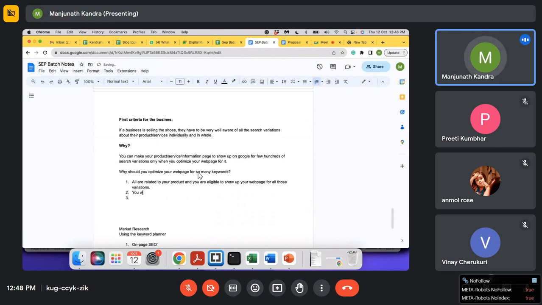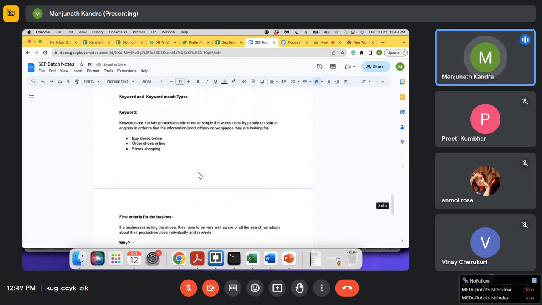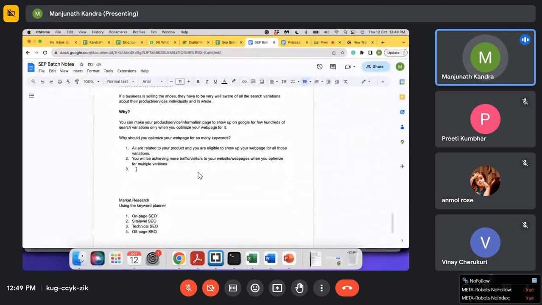Why again? What happens? You will be achieving more traffic or visitors to your website or web pages when you optimize for multiple variations. So when you are selling shoes, what is wrong in optimizing your web page for buy shoes online, order shoes online, or shoes online shopping? Nothing wrong, right? You can show up your website for all kinds of keywords, correct? Do you all agree with me? Right? So you will be achieving more traffic or visitors when you optimize for multiple variations. This being the reason you have to understand how your business is served on Google.